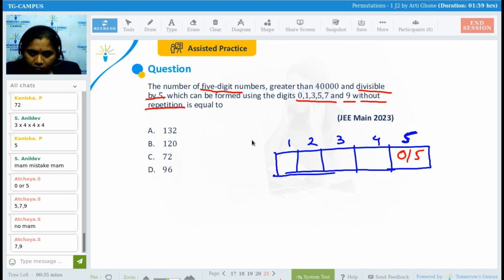Clear? How the answers come 120. Yes or no?